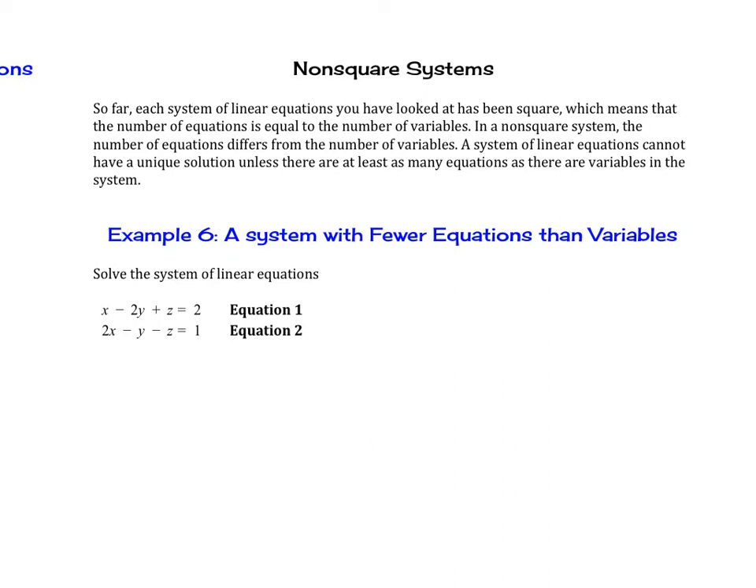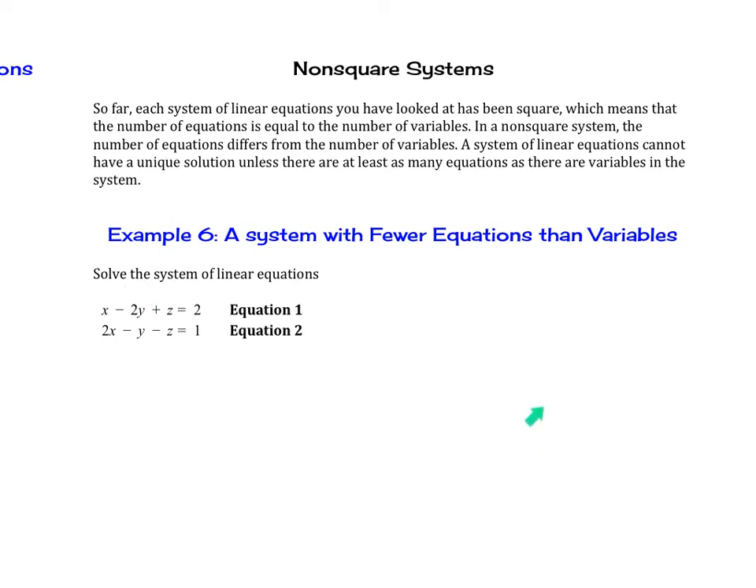In a non-square system, the number of equations differs from the number of variables. For example, in the example below, we have three variables, but we only have two equations. So that's called a non-square system. A system of linear equations cannot have a unique solution unless there are at least as many equations as there are variables in the system. So this is how you solve a system with fewer equations than variables.